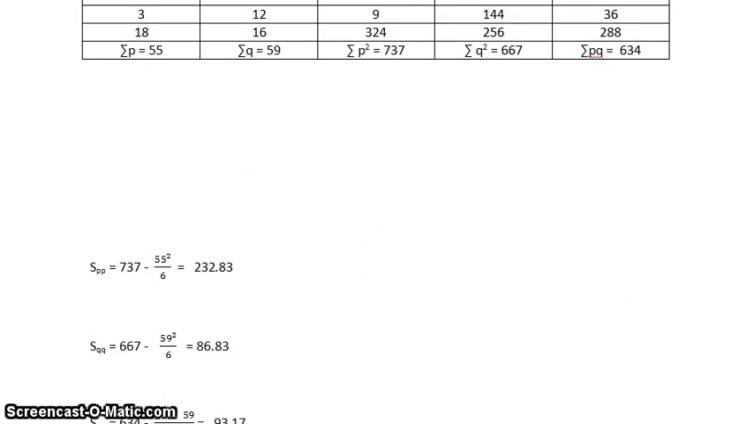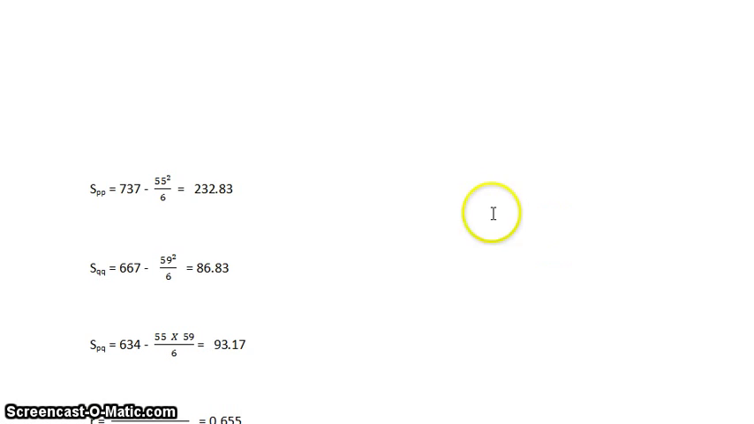And if we scroll a bit further down, we can see what happens if we calculate SPP, SQQ, and SPQ. And for r, we're doing this one divided by the square root of this one times this one. And okay, what have we got? 0.655. It's exactly the same. The coding has made no difference whatsoever to the product moment correlation coefficient.